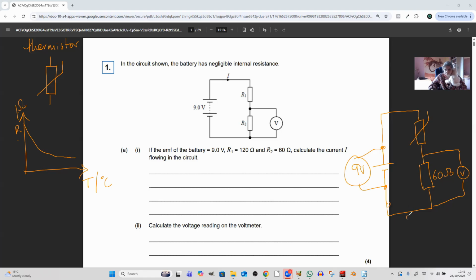So this is 0, 0, 0, 0, 0, 0, 9, 9, 9, 9.